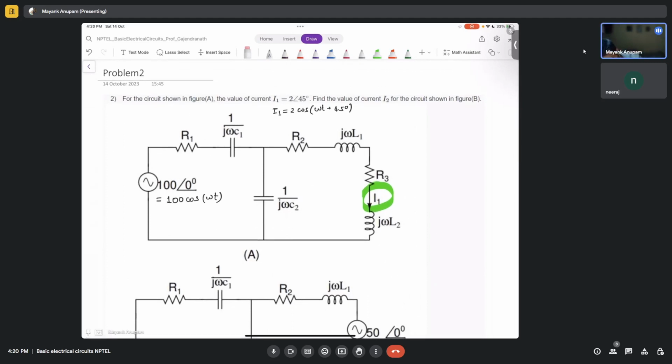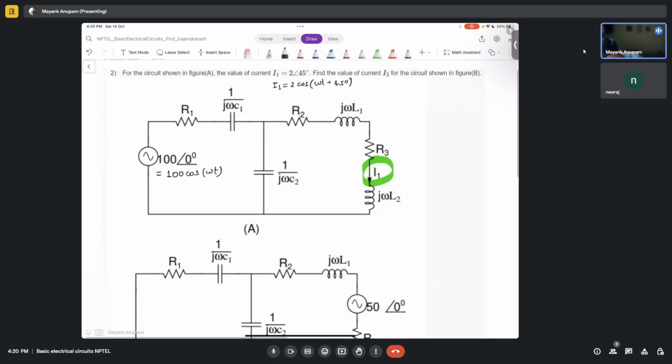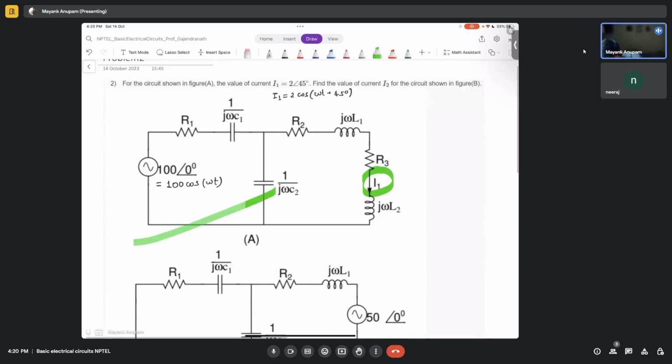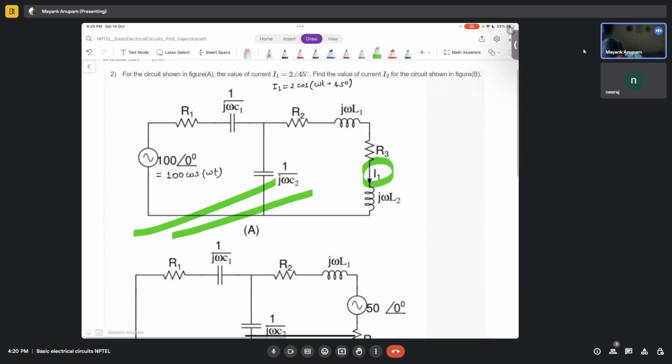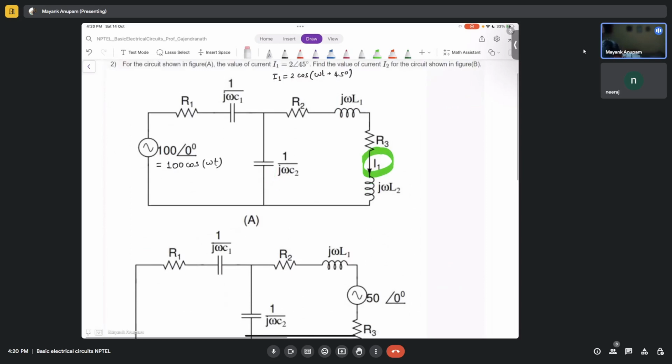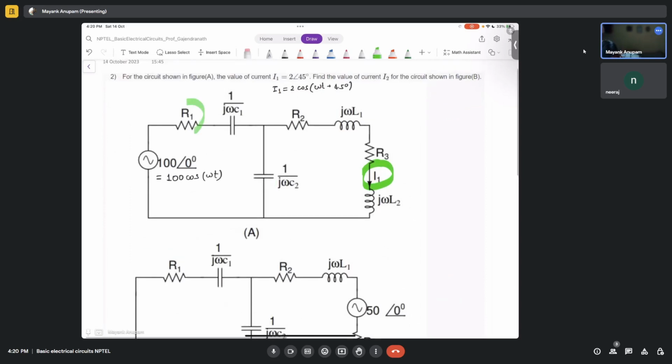So this is clear. Now the question that is asked: this is the situation that has been given to you. You do not know anything about this resistor or this capacitor. The values are not given. The only thing you know is that because of this voltage source here, the current that appears here will be this much. Now find the value of current I2 for the circuit shown in figure B.